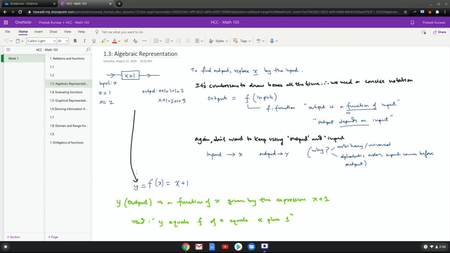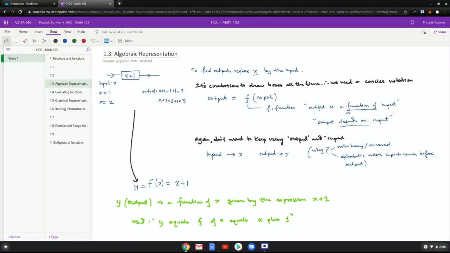Now another way to write this is y equals f of x equals x plus 1. Basically, you read this as y, the output, is a function of x given by the expression x plus 1. And you read this as y equals f of x equals x plus 1. So the general rule to find the output is to replace x by the input.